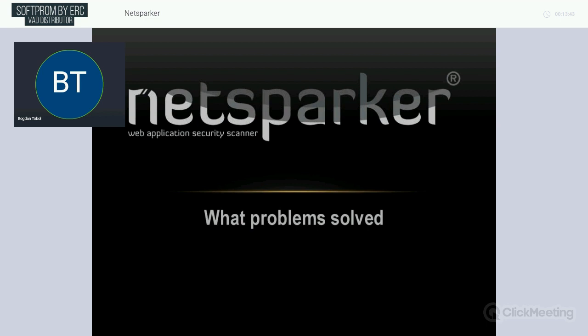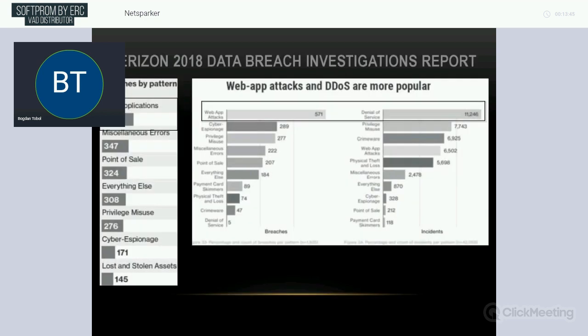Let me try to start with Verizon. The Data Breach Investigation Report of this year was published in January. It's the second year that Verizon confirms that web application attacks are the most important risk, more than others, among the overall information and cybersecurity risks.